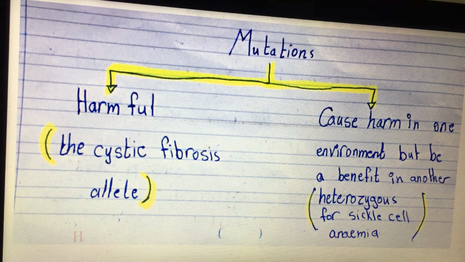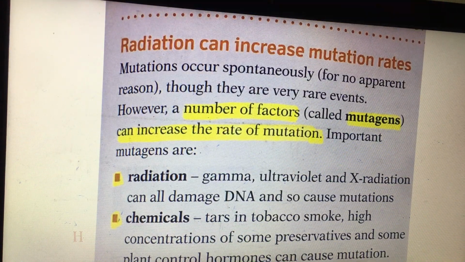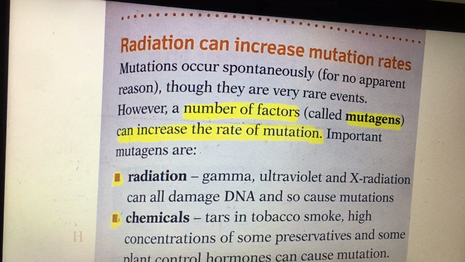Okay, now let's study the factors that can increase the rate of a mutation. Actually, we have a number of factors that can increase the rate of mutation, and those factors are called mutagens. So what is the meaning of mutagens? Those are the factors that increase the rate of mutation. And here we have two factors, which are radiation and chemicals.